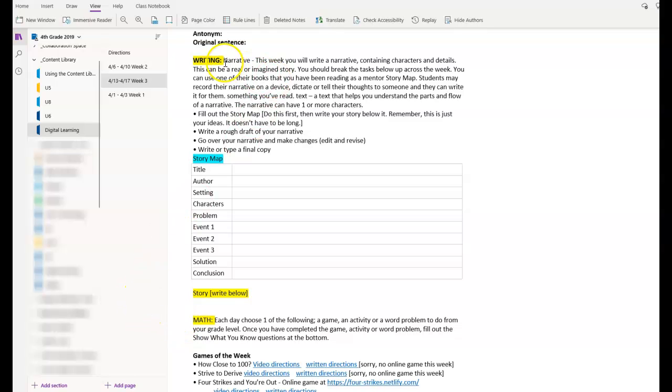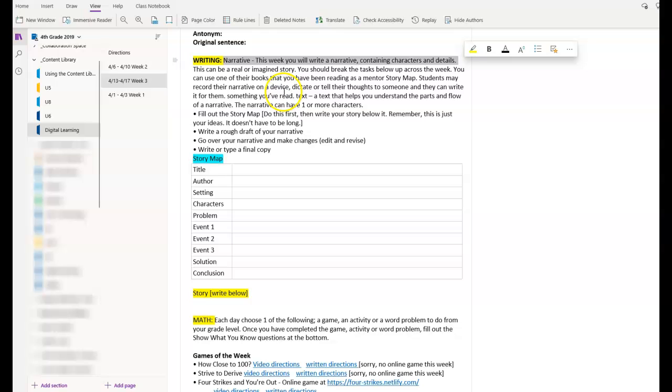So, we're going to go over your writing for the week. This week, you're writing a narrative that contains characters and details. This can be a real story or an imaginary story. You should break the tasks up across the week, meaning you shouldn't do it all in one day, because we do want this to be a story, not just a couple paragraphs.